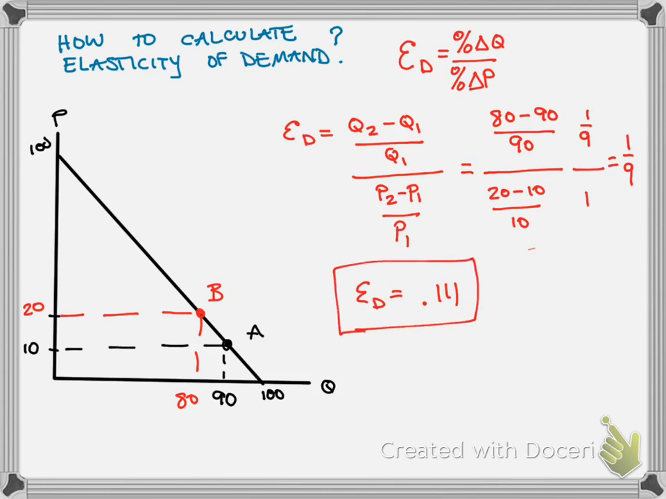And the way to interpret this is that going from point A to B, the elasticity of demand says that for a 1% increase in price, quantity will go down by 0.111%. And because this number is less than 1, we would say that going from point A to B, we have an inelastic good. And that's one way to calculate the elasticity of demand.